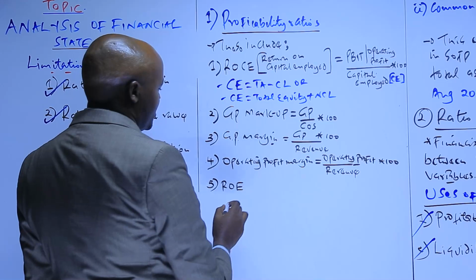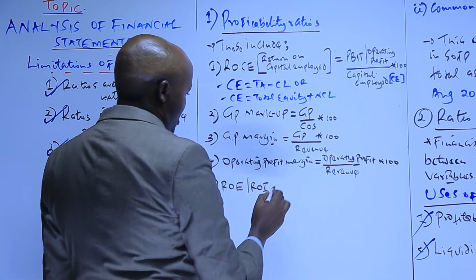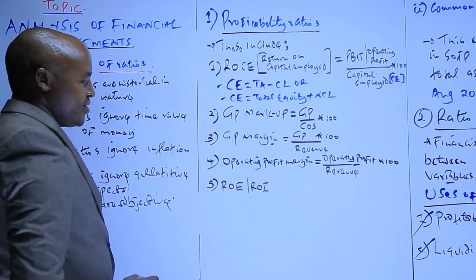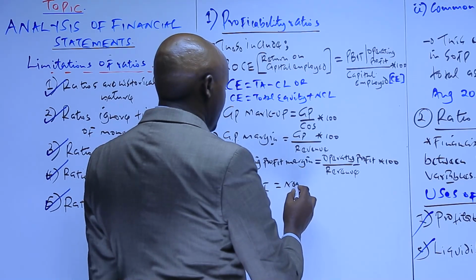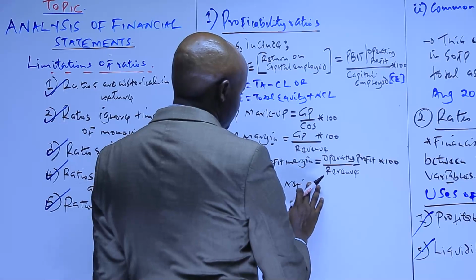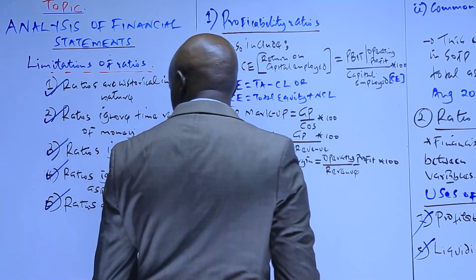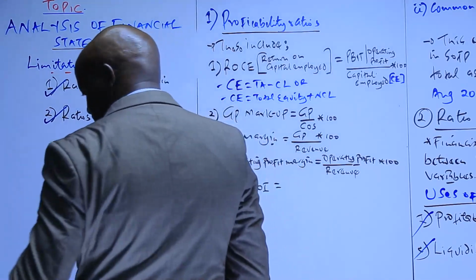The return on equity, ROE, is also known as return on investment. This is computed by taking the net income. So we take the net income here.